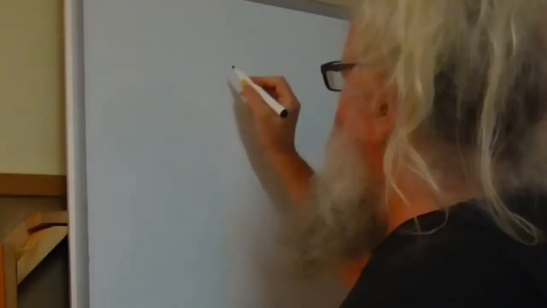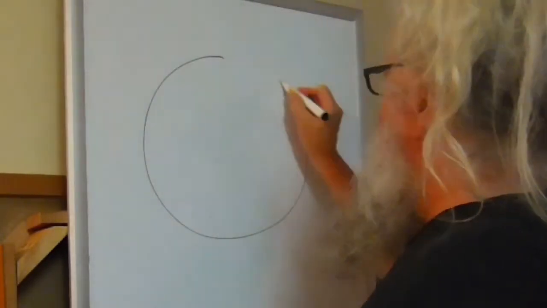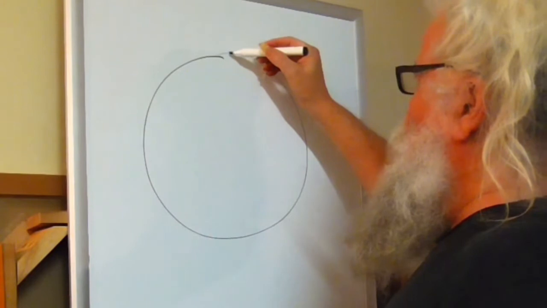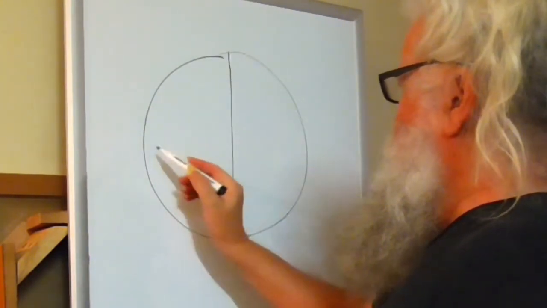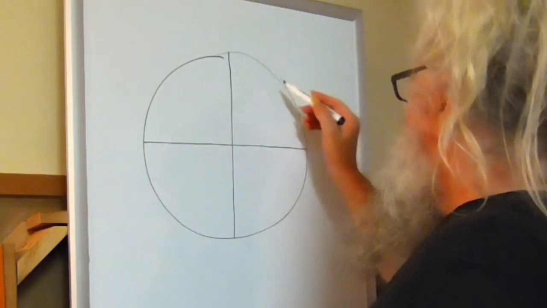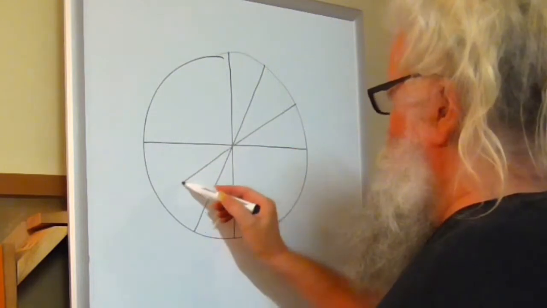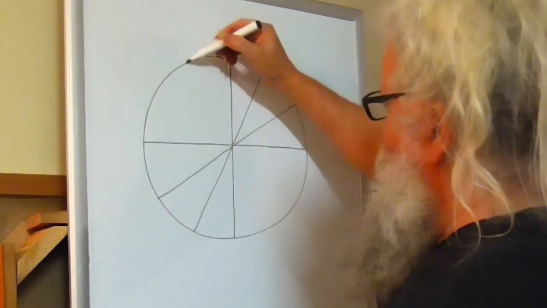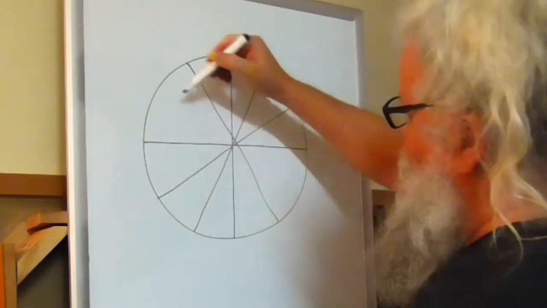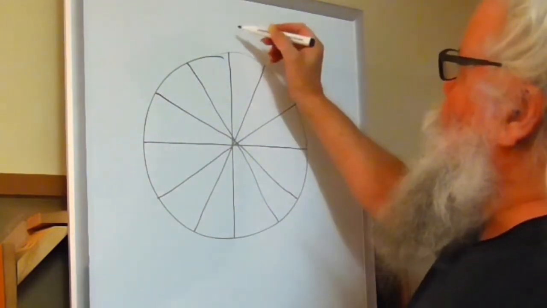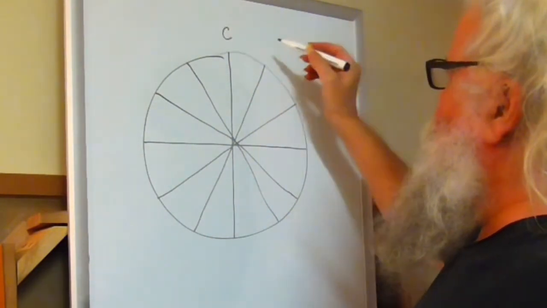So, the circle of fifths. What does it all mean? Well, a circle divided up into 12, clearly related to 12 semitones. Sort of. Anyway, so C at the top, just for the hell of it.